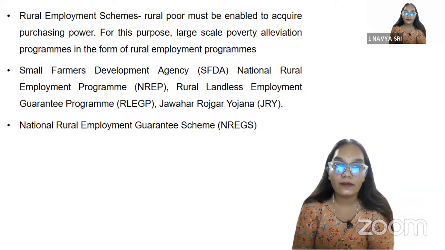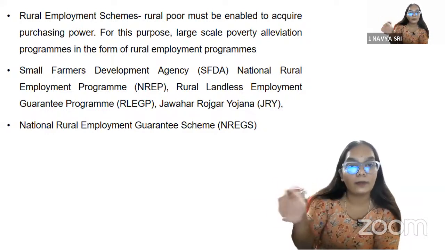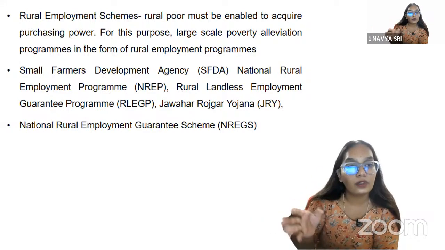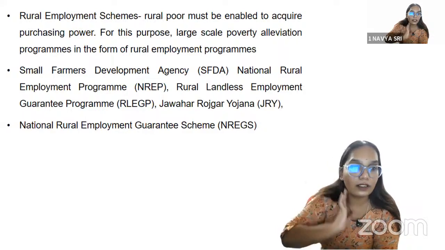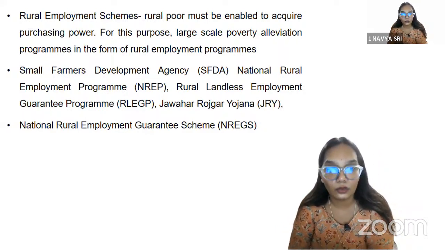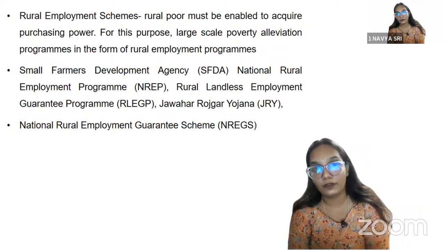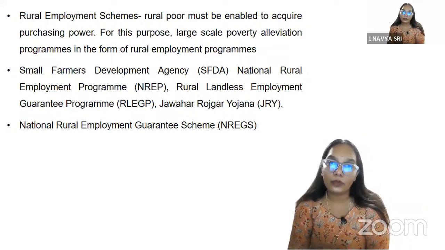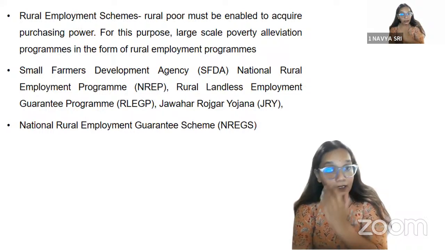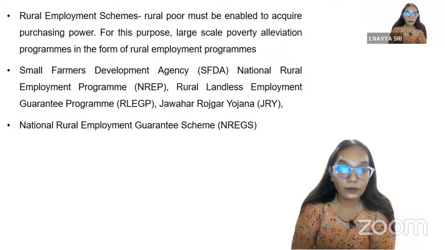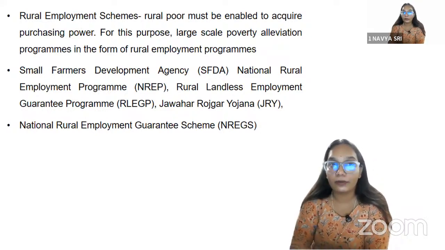What are these poverty alleviation and rural development employment programs? Small Farmers Development Agencies, National Rural Employment Program, Rural Landless Employment Guarantee Program, Jawahar Rozgar Yojana, and National Rural Employment Guarantee Schemes. With certain schemes and programs, this in a way tried to raise the purchasing power of the rural people, which in turn would lead them to buy the yield produced by the farmers.